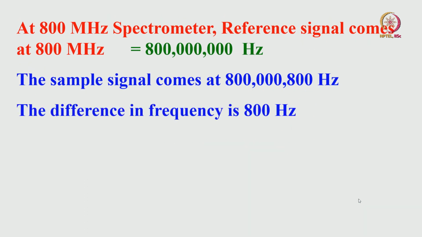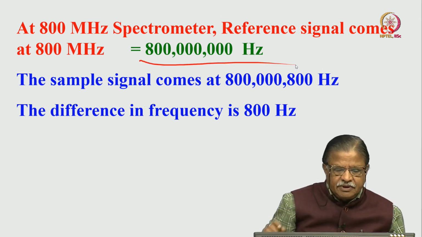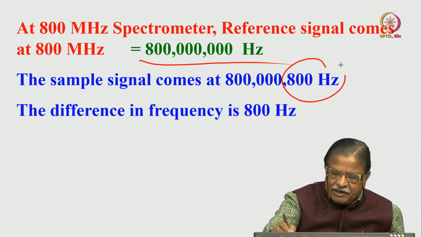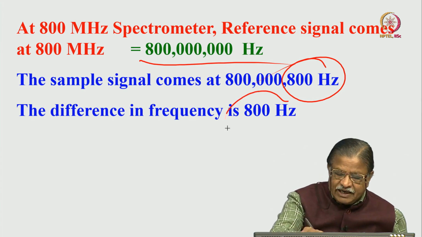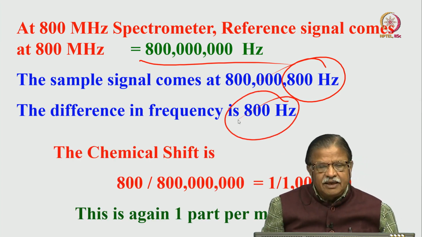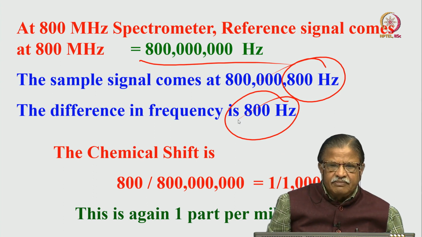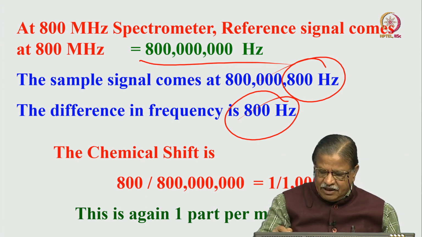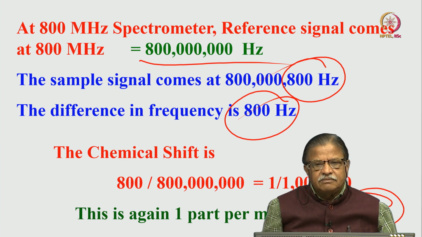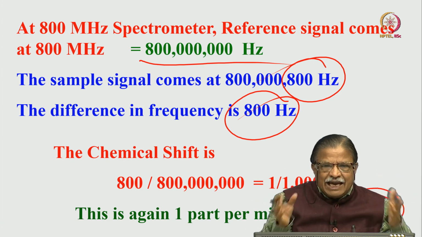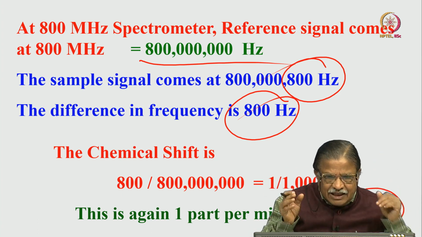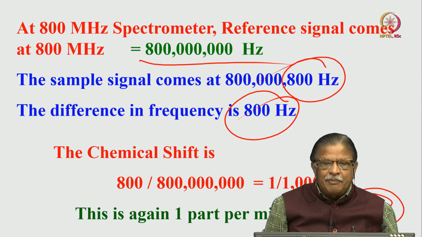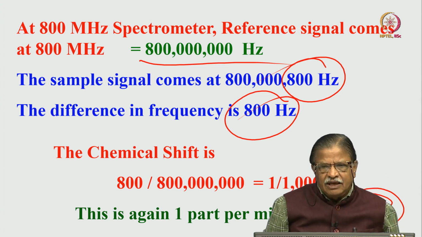Another example I will give you. Take for example an 800 megahertz spectrometer. The sample, let us say, comes at 800 megahertz plus 800 hertz. The difference is 800 hertz. Divide this by the spectrometer frequency, which is 800 megahertz, then we get 1 part per million. This is how ppm is calculated for any given frequency. If you know the spectrometer, you can calculate the chemical shift in ppm with reference to the reference.